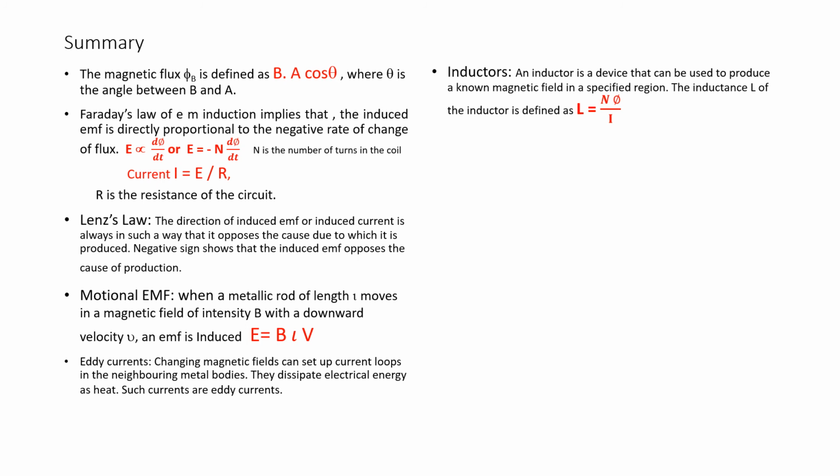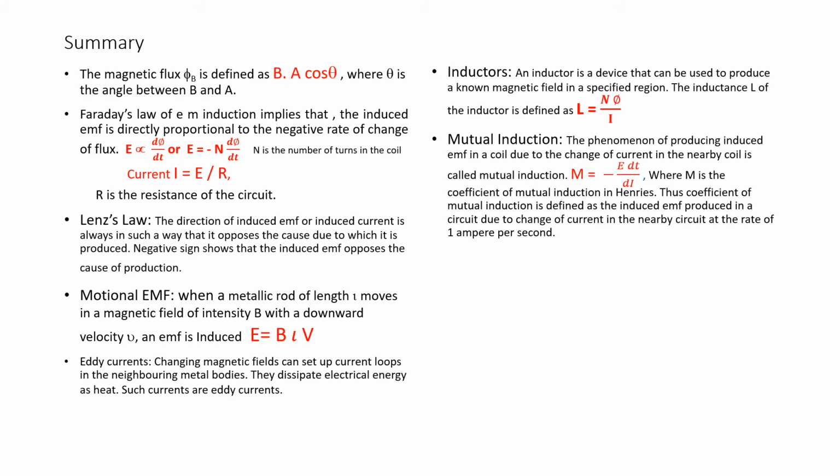Inductors. An inductor is a device that can be used to produce a known magnetic field in a specified region. The inductance L of an inductor is defined as L equals N phi by I, where N is the number of turns, phi is the flux, and I is the current passing through the coil.